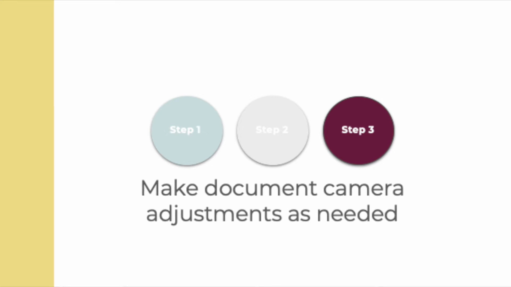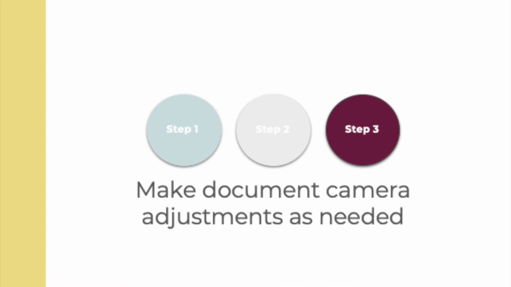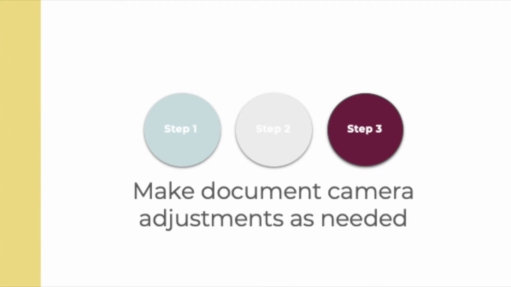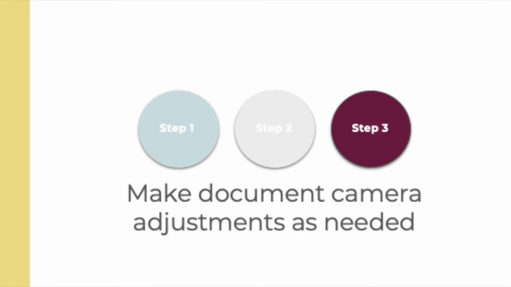Step 3 is making adjustments on the camera as needed. If you need to adjust the brightness, or you need to zoom in or zoom out or turn the light on or off, make those adjustments so that students can see what you're trying to show on the screens.